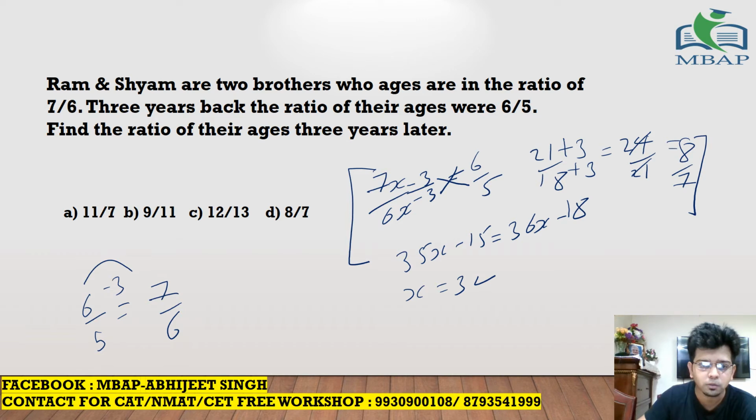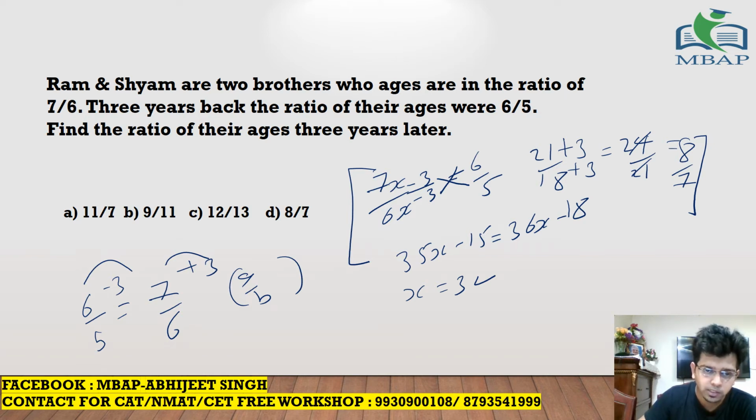And the question asks you to find the ratio of the ages 3 years later. So let's assume the value to be a by b. Now, if you actually understand what is happening with these numbers, see the way the numbers are being changed. Have a very close look.